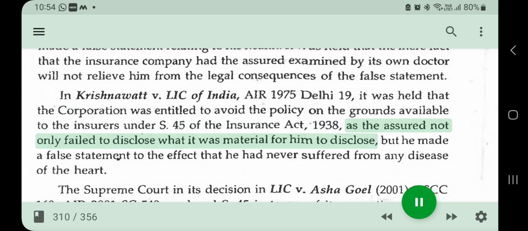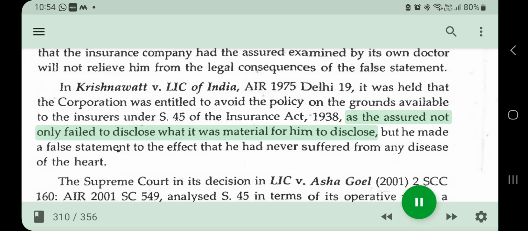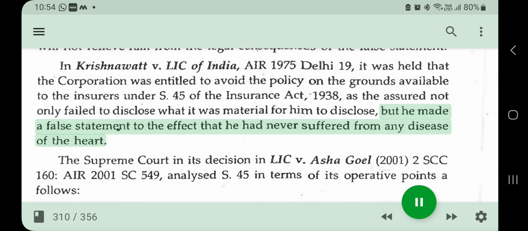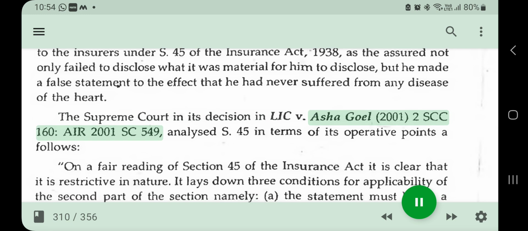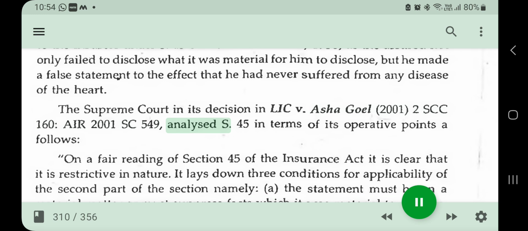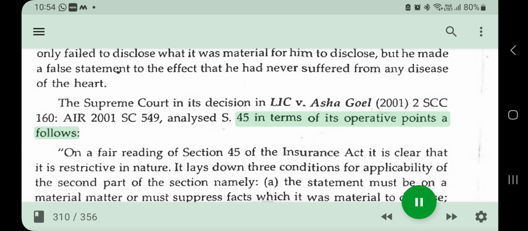45 of the Insurance Act, 1938, as the assured not only failed to disclose what it was material for him to disclose, but he made a false statement to the effect that he had never suffered from any disease of the heart. The Supreme Court in its decision in LIC v. Asha Goel, 2001-2 SCC 160, AIR 2001 SC 549, analyzed S. 45 in terms of its operative points as follows.